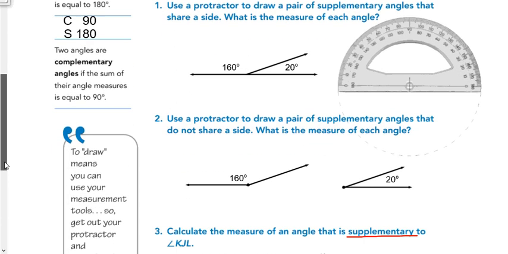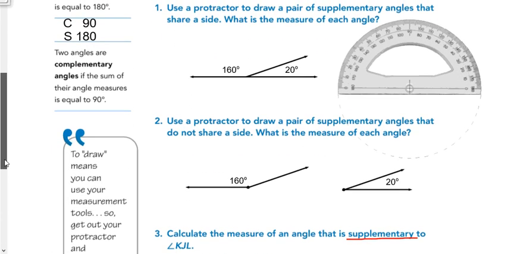Use a protractor to draw a pair of supplementary angles that do not share a side. So they should look like this, because for the first one, number 1, they're sharing a side. So they're sharing this side, right? So when they're added together, it becomes 180. Same thing for this, I just drew the same angles, but this time they do not share a side, so I just drew them separately. Okay, so this is 160, this is 20.